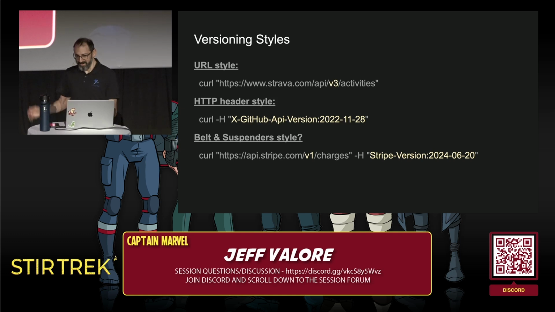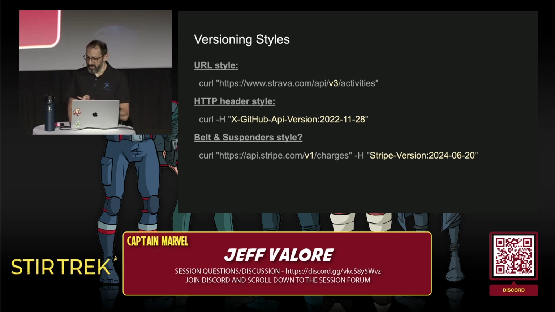So versioning, yes, you've seen it. You kind of know how it works. You typically end up with a version number in the path or something in the header. Either's fine. I don't really have a great recommendation. Curiously, Stripe has both, which is, I don't know, that's cool, I guess.